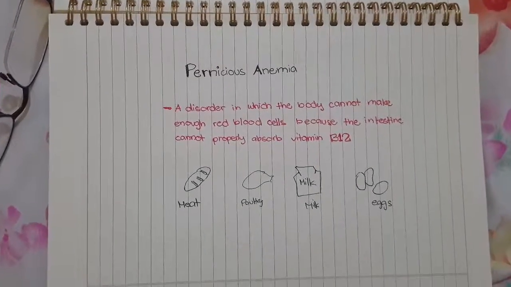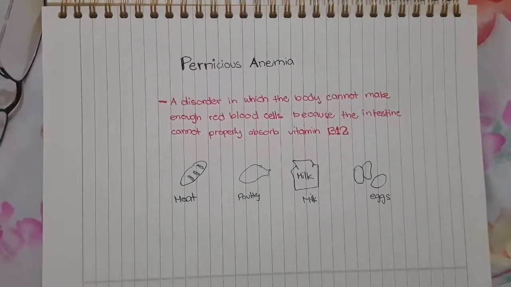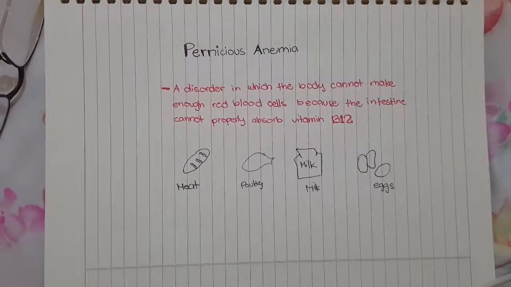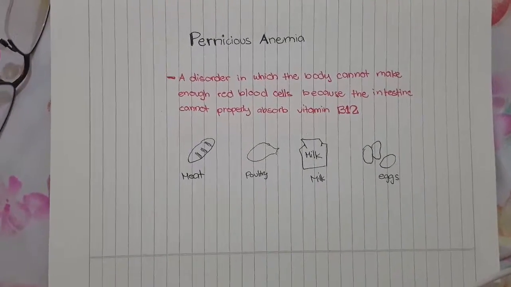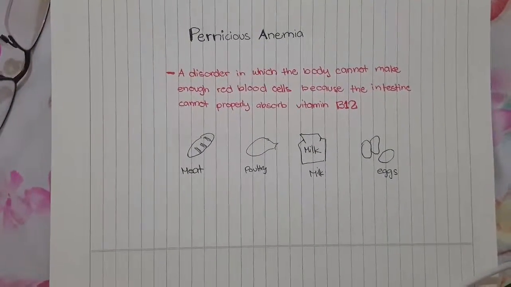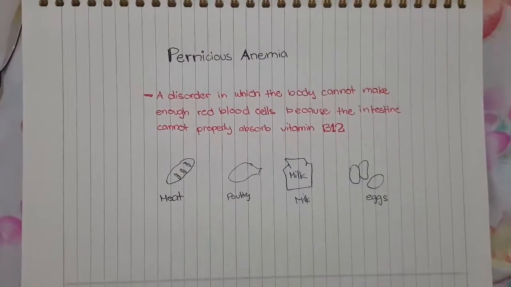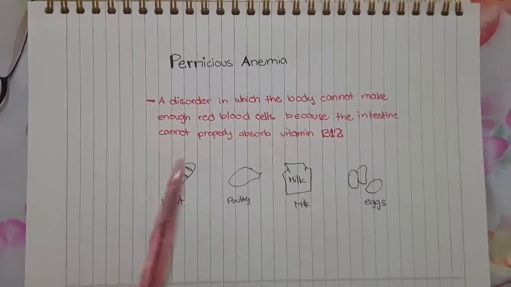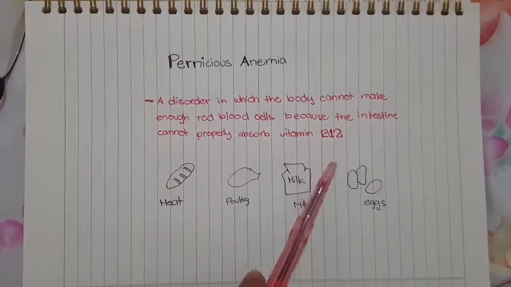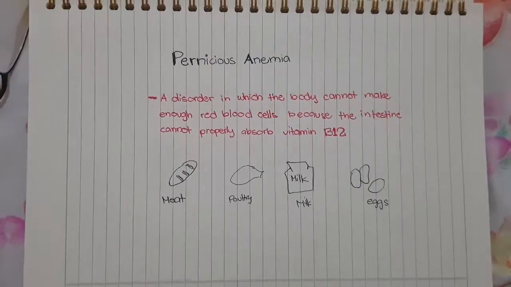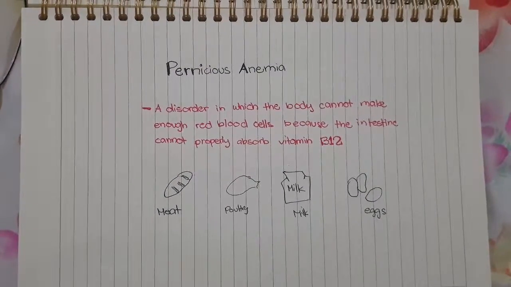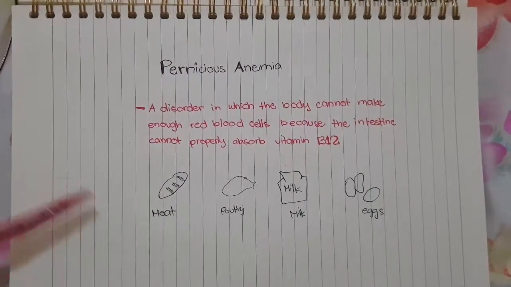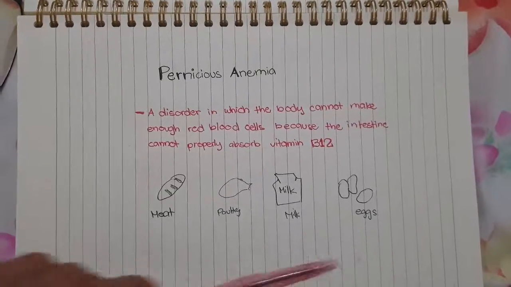Pernicious anemia. Pernicious anemia is another type of anemia that involves a decrease in the production of red blood cells. But unlike aplastic anemia, which involves the bone marrow, pernicious anemia involves the absorption of vitamin B12. That's why we define pernicious anemia as a disorder in which the body cannot make enough red blood cells because the intestine cannot properly absorb vitamin B12. Vitamin B12 is needed for the production of red blood cells. We find vitamin B12 in foods we eat such as meat, poultry, milk, and eggs.